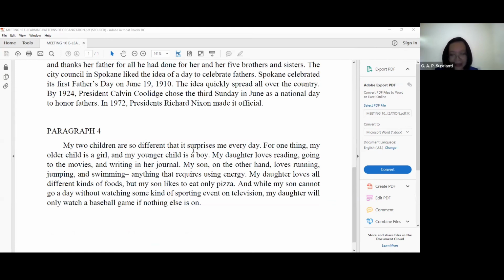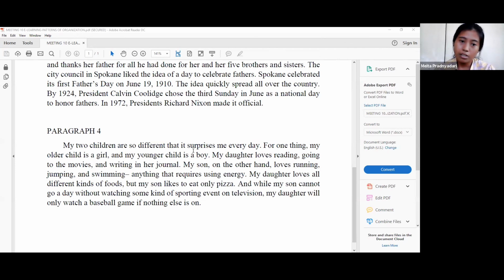I'm inviting Meta. Meta, can you hear me? Yes, Miss. I think you have done reading. What pattern is used here? Different compare and contrast, Miss. Compare and contrast. All right. So when you say this is compare and contrast, what are being compared and what are being contrasted? Tentang apa ini, Meta?